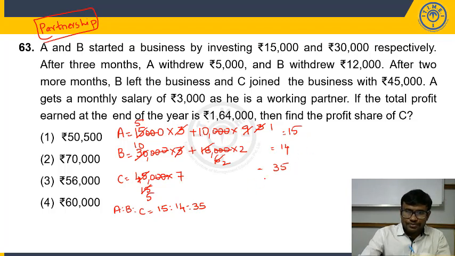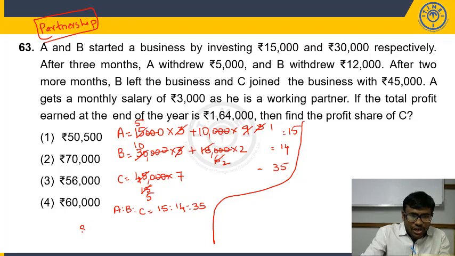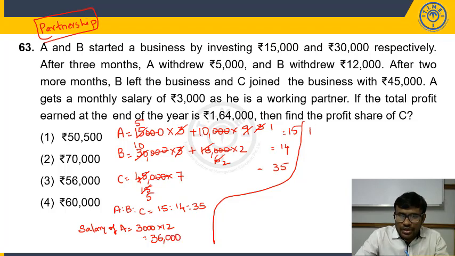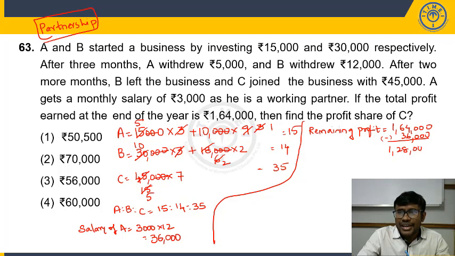Now, what is given? A gets a salary of 3000 as he is a working partner. Since he is a working partner, A is getting a salary of 3000. So what is the salary of A? Salary of A is 3000 into the complete 12 months, that is 36,000. So what is the remaining profit? First, from the profit we should pay the salary of A. So remaining profit is 1,64,000 minus 36,000. So it is 1,28,000.